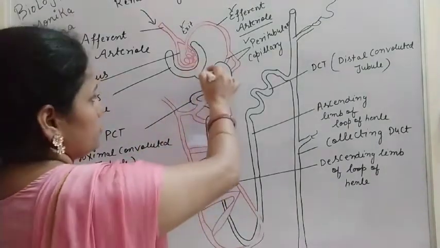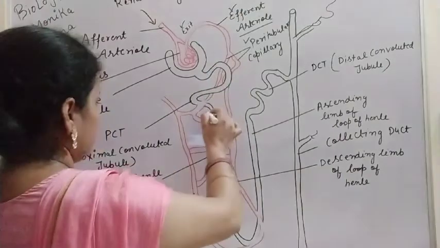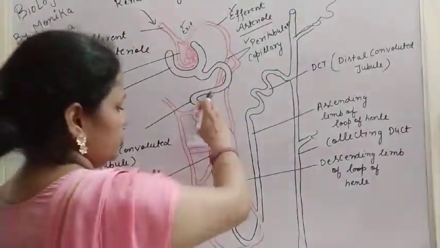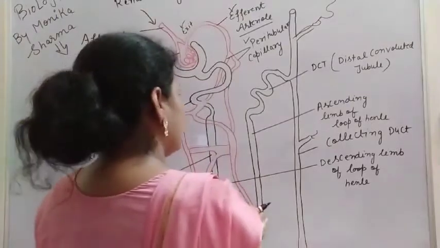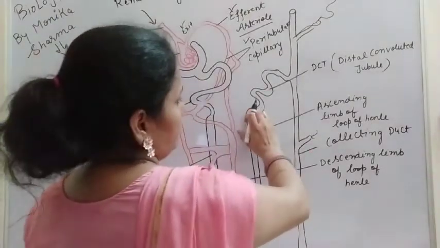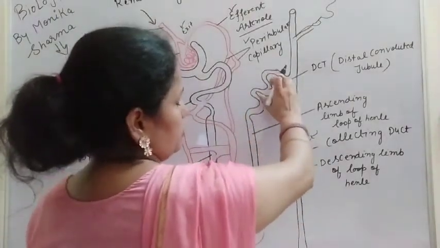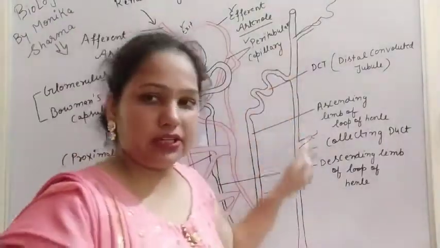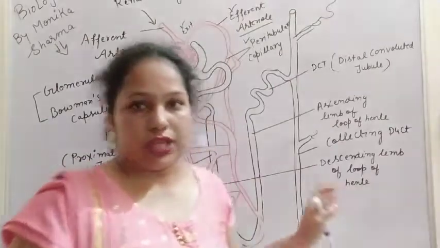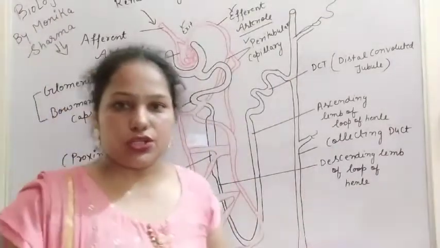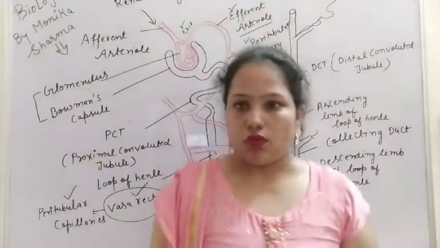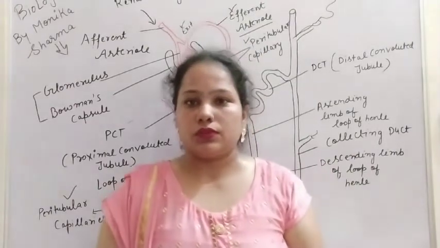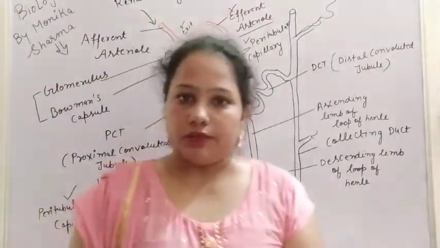And from the Bowman capsule, there is also a highly coiled structure, the proximal convoluted tubule. Then it changes into a U-shaped structure, the loop of Henle. Then a highly coiled structure, the distal convoluted tubule, and then it opens into the main collecting duct. So that is the diagrammatic representation of the nephron. I think you understood, and that's all for today. Thank you.